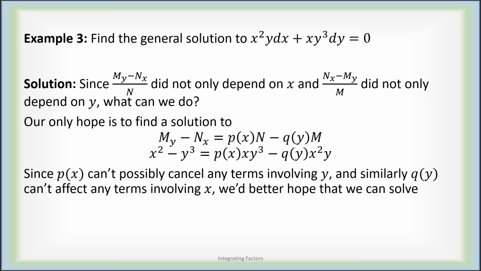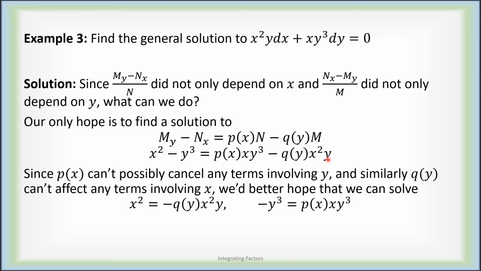P of x can't possibly cancel any of the y powers. So P of x is a function that only depends on x, so this y cubed can't be simplified or reduced. Similarly, if Q of y only has y's in it, this x squared is going to stay there no matter what. So since P of x can't cancel a y cubed, the only hope is to make P of x times x equal to minus 1. Similarly, since Q of y can't cancel the x squared, can I make negative Q of y times y equal to 1? Now those, thankfully, are pretty simple. We want x squared to be minus Q of y, x squared y.